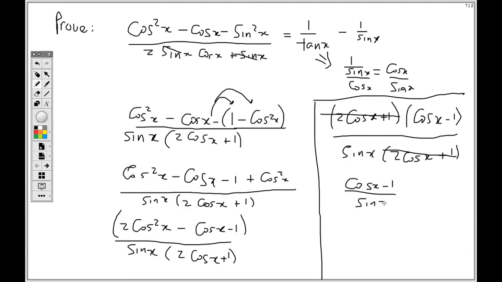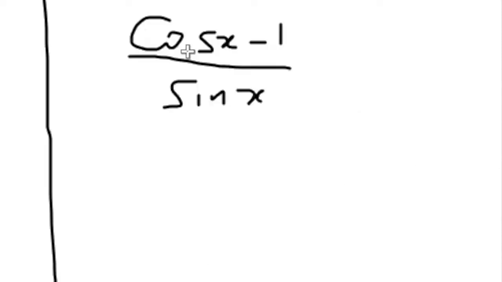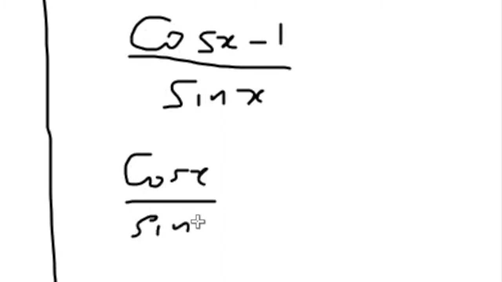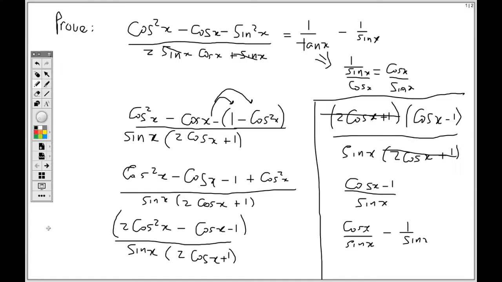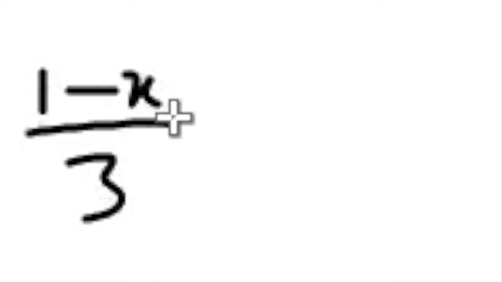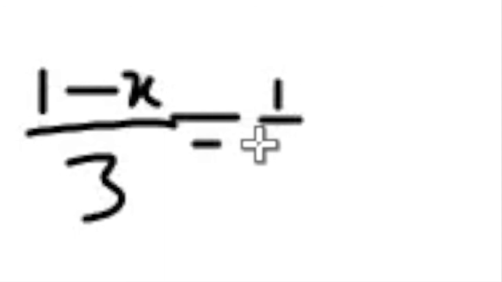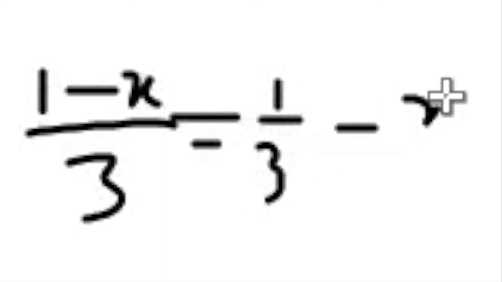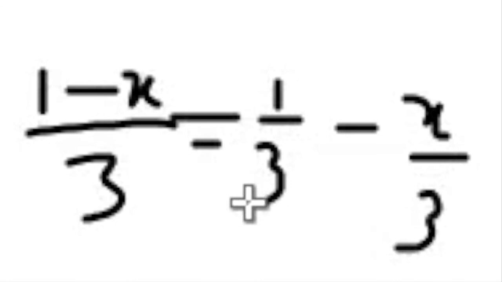Now I can split this. This can be cos x over sin x minus 1 over sin x. And I'm hoping you're seeing what I did with the 1 over tan x. We're going to work in the reverse. But before I even continue, if you're wondering, how did I split it? If I have 1 minus x over 3, it's the same as 1 over 3 minus x over 3. Both numerators sharing the denominator, so it's okay for us to split it like this.